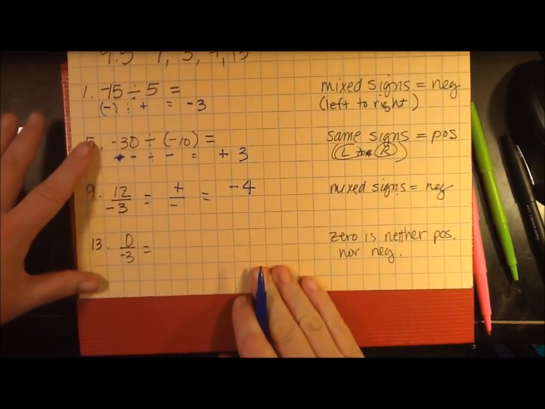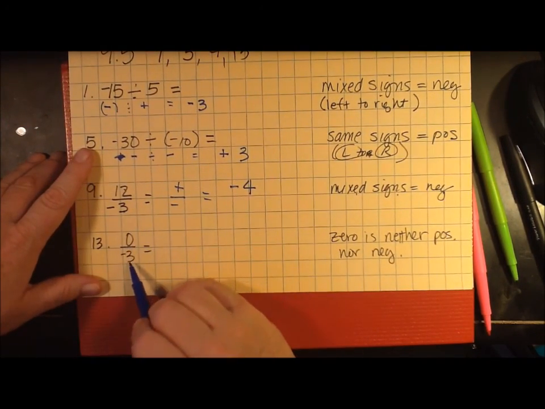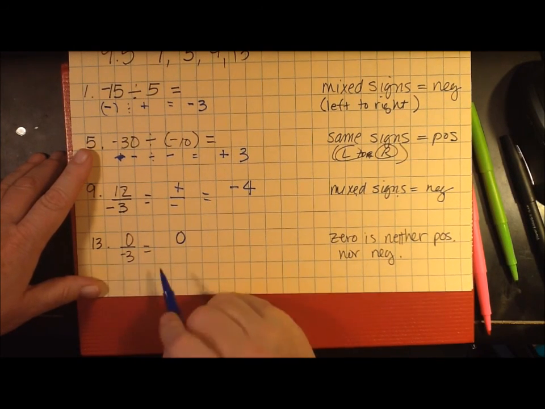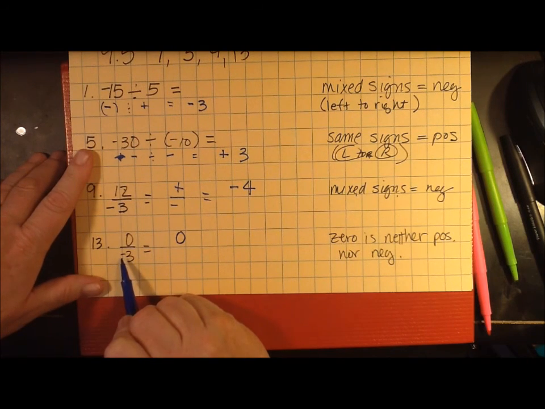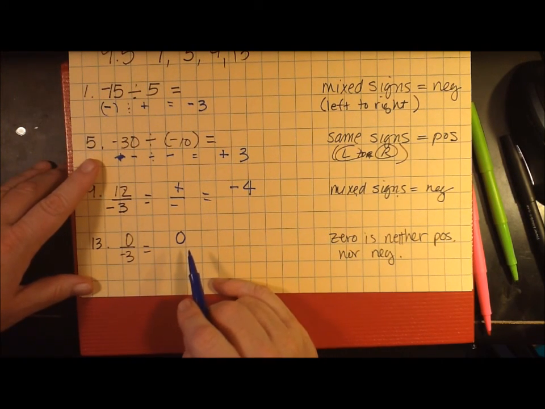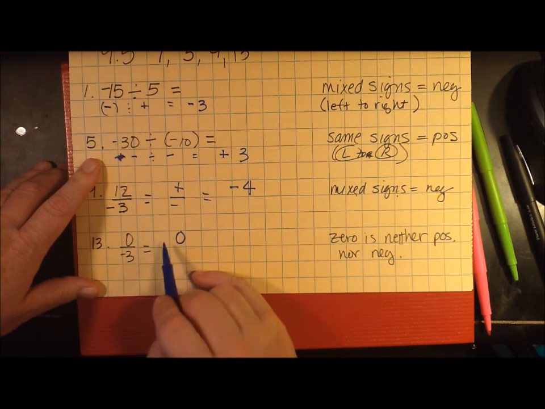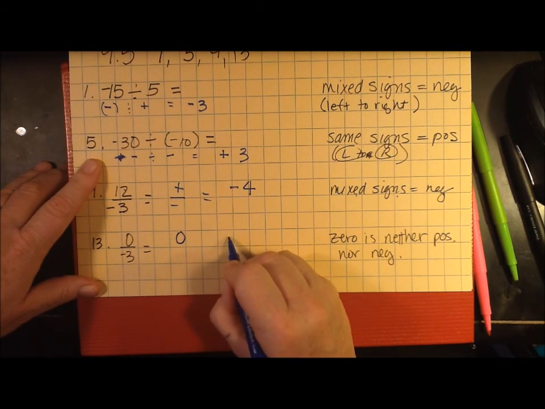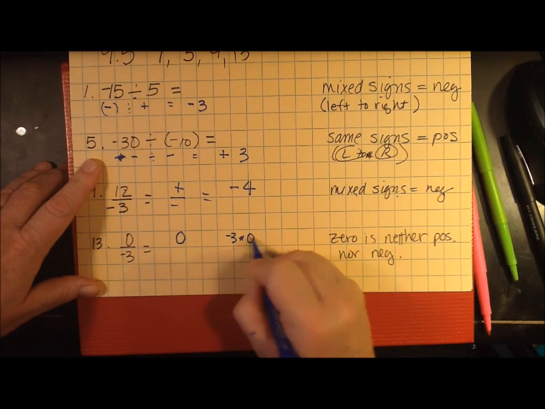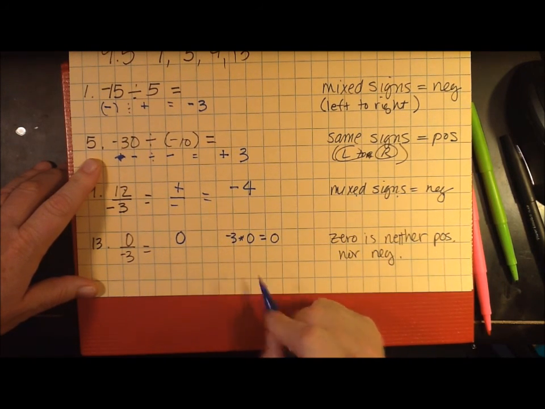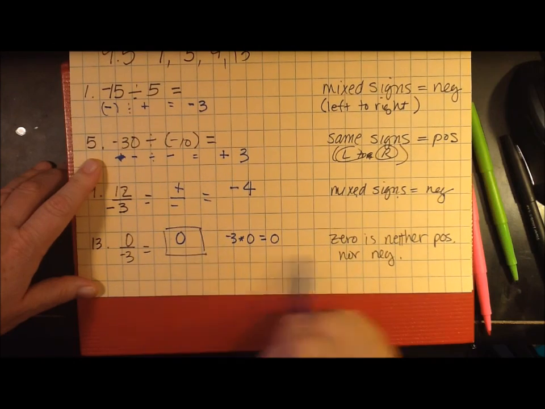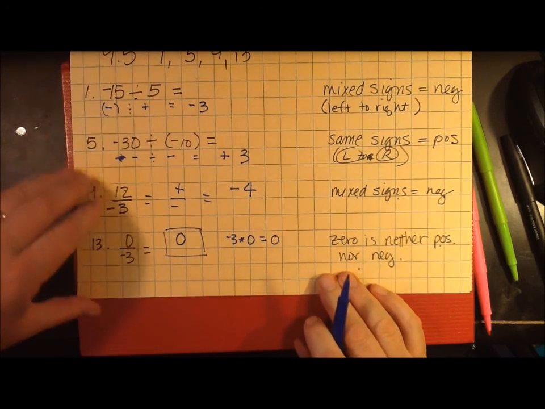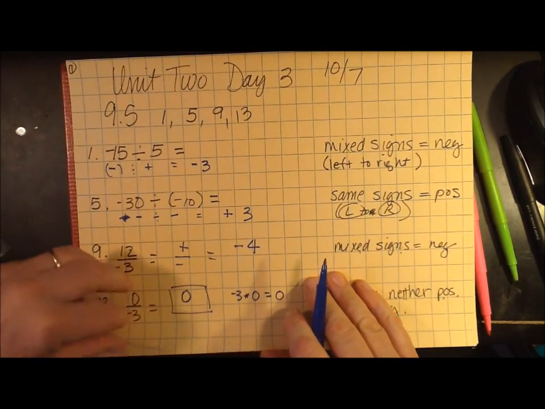Here's one that can be kind of tricky. We remember that 0 divided by any number is 0. And even though you have a negative number here, there's no such thing as positive 0 or negative 0 because it's nothing. So your answer here is just plain 0. And that's because if you think about it this way, negative 3 times 0 equals 0. So that's kind of tricky, but 0 is neither positive nor negative. Let's look at the next page of these.